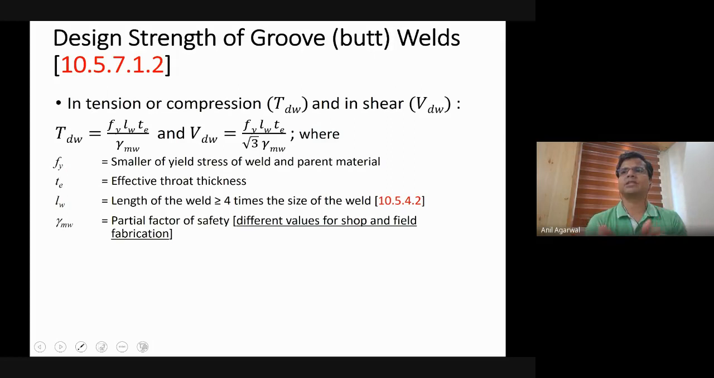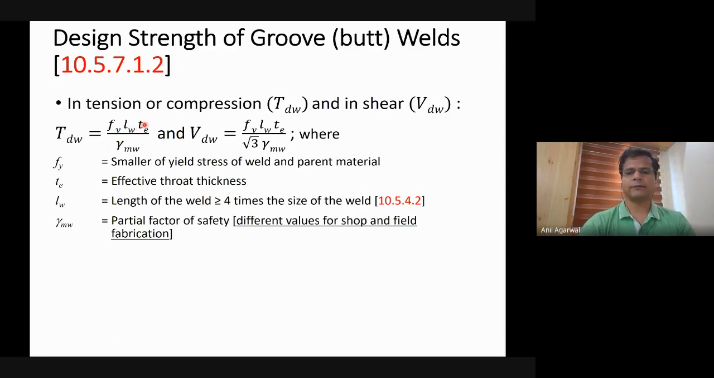Basically, you assume that the base metals themselves have fused together. And the strength of the weld is the minimum of, or the smaller of, the yield strength of the welding material, that is the filler material, and the base material. So your Fy is basically the smaller of the yield stress of the weld and the parent metal. And the strength of that groove weld, whether it is in tension or compression, for both tension as well as compressive strength, will be given by Fy LW TE.